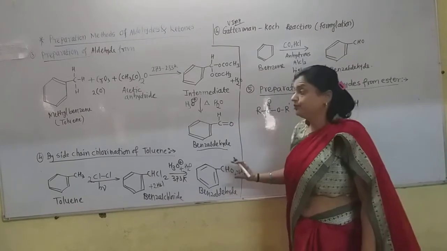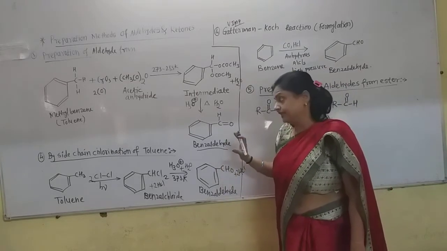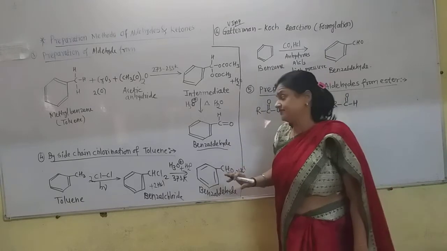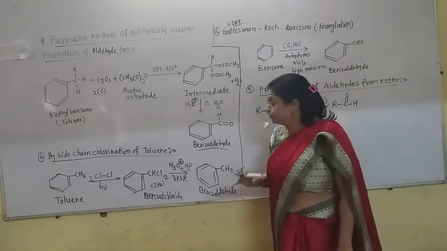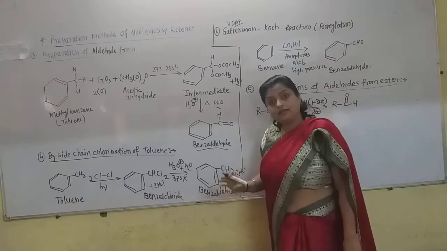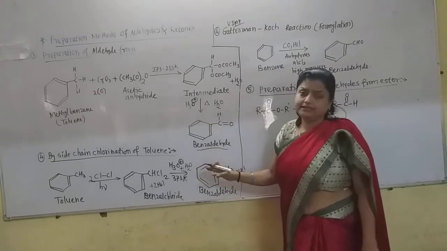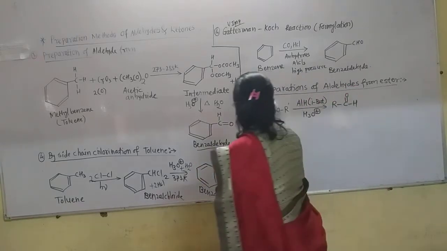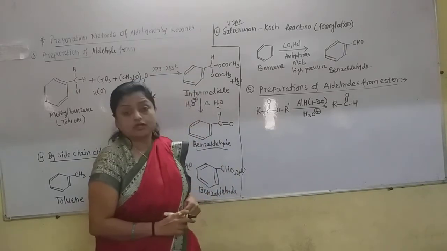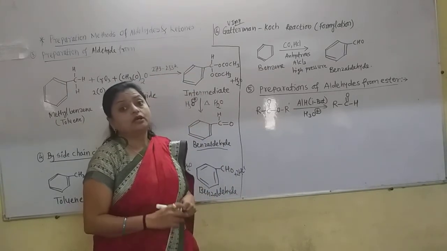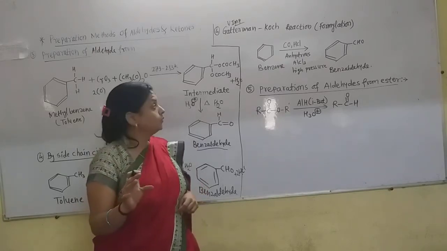Now see, this is a very important reaction, always asked in the examination, this side chain chlorination. They ask in this way: how will you prepare benzaldehyde using chlorine and toluene? In JEE and CET also this reaction is very important. Next is the Gattermann-Koch formylation. This is also very important as a short note, always asked in the board examination.